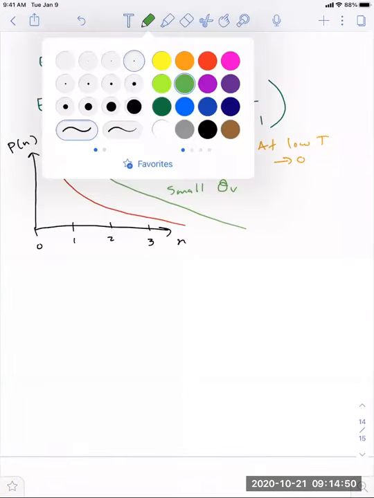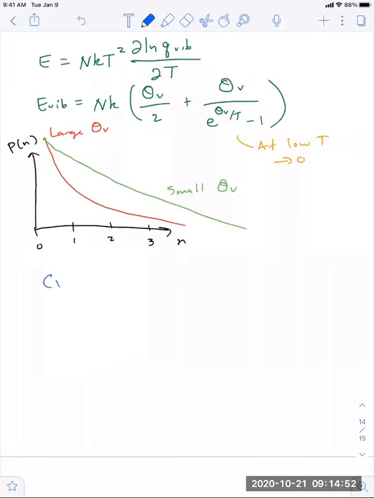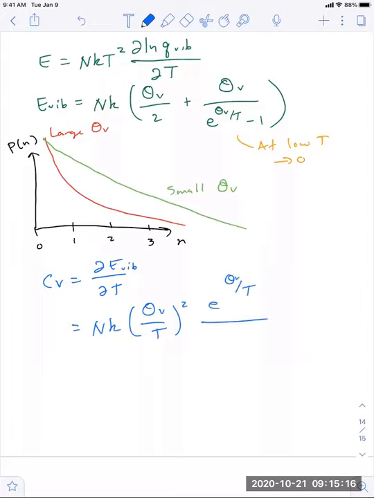All right, and of course, by now we know that the vibrational contribution to the heat capacity is the partial derivative of the vibrational contribution to the energy with respect to T. So again, skipping a bit of the math, this comes out to nk times (theta v over T) squared, and then this exponential, which has theta over T.